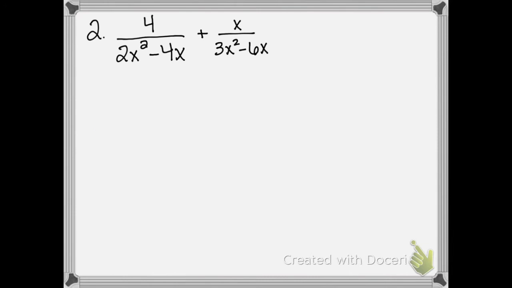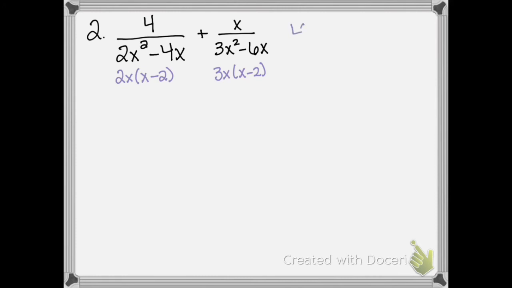We're going to do one more problem. This one has different denominators, but they do factor. So if you look at the first denominator, 2x squared minus 4x, they do have a 2 in common. They also have an x in common, so we can take out that 2x. That leaves x minus 2. And we're going to factor the second denominator also. 3 and 6 have a 3 in common, and they also have an x.